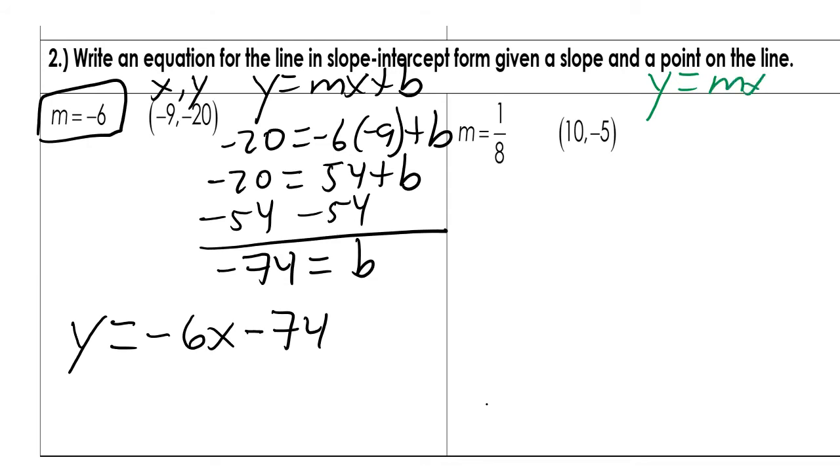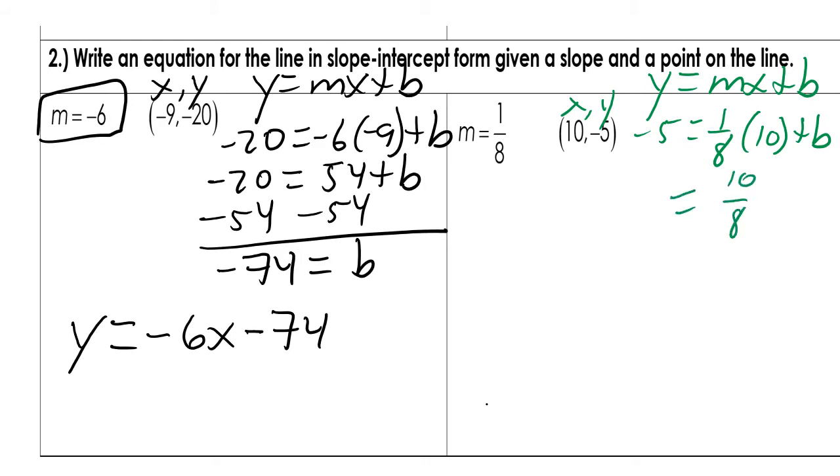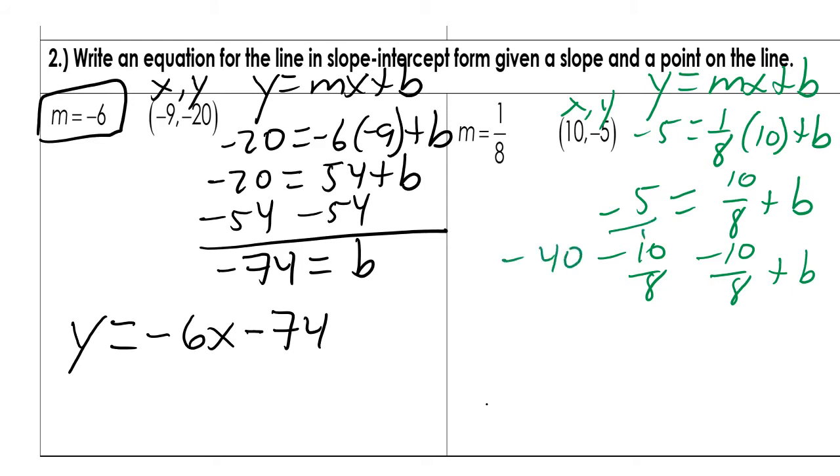Start by writing y equals mx plus b. This time y is -5, m is 1 over 8, x is 10, and b is the one I don't know. 1/8 times 10 is 10 over 8. I bring down the -5 and the plus b. I need to isolate b, so I'm going to subtract 10 over 8 from both sides. And let's see, -5, I need to make that a fraction with 8 in the denominator, so I get -40 over 8, multiplying top and bottom by 8.